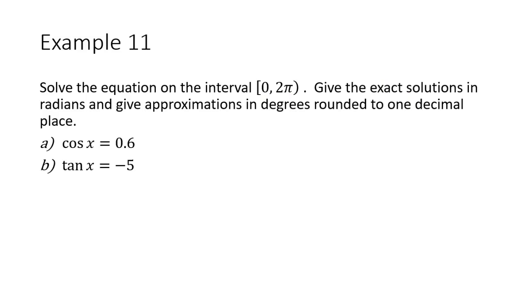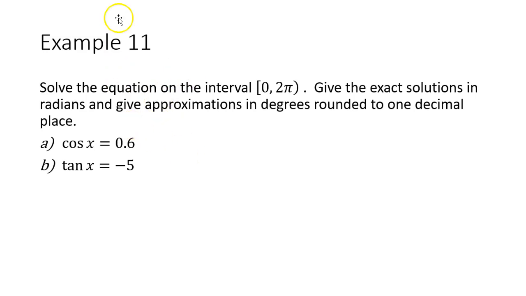This is example 11. Solve the equation on the interval from 0 to 2 pi. Give the exact solutions in radians and give approximations in degrees rounded to 1 decimal place. Part A, the cosine of x is equal to 0.6.